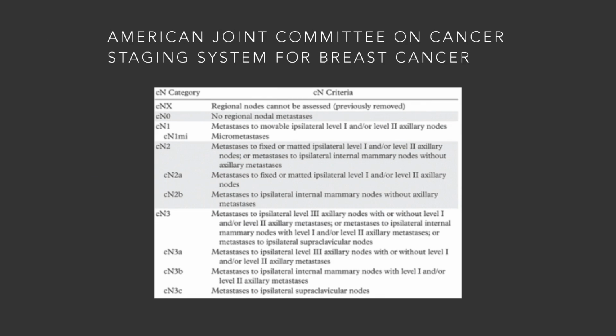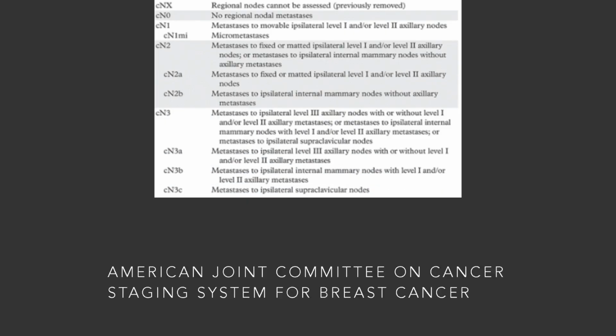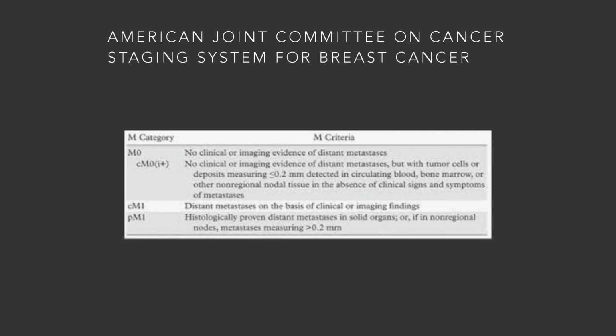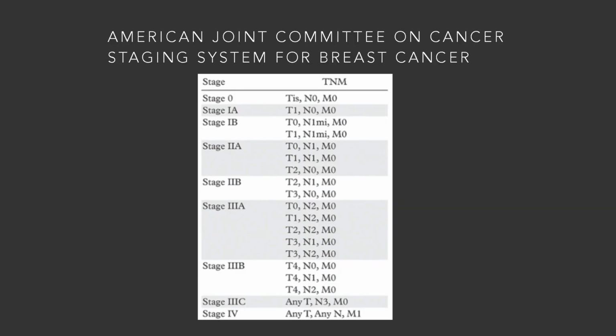Okay, so this chart is showing the N category, or the lymph node involvement. We're looking at the level of lymph nodes involved, how many lymph nodes are involved, et cetera. And then this is the M category, so looking at whether there is any distant metastatic disease and how that's broken up. And this chart brings all those categories together to show the breakdown for stage 0 through 4 based on the T, N, and M categories.